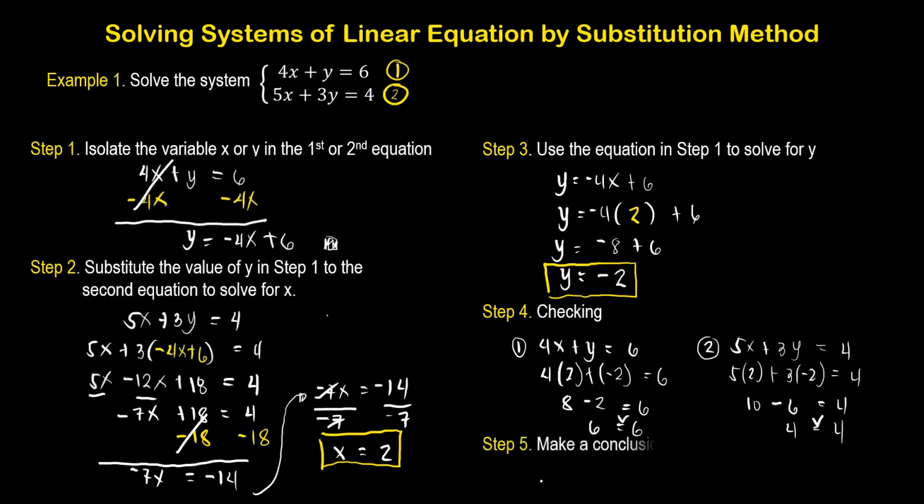Therefore, para sa ating last step, we make a conclusion that the solution to the given system is 2 and negative 2. So that's our final answer for the first example. Now let's proceed to our second and last example.